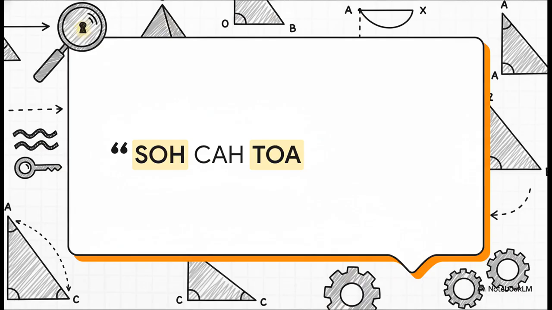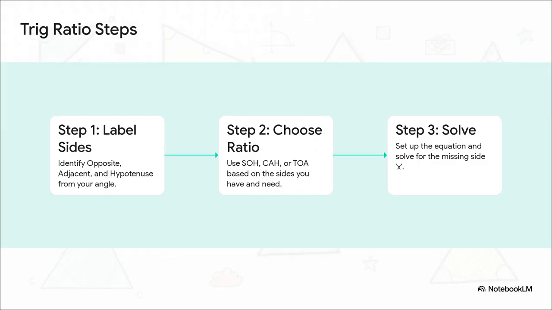This little phrase is your absolute secret weapon. It tells you exactly which formula to use every single time. The process here is also just 3 steps. First, you stand at the angle you're given, and from that point of view, you label your 3 sides. The side opposite the angle, the side adjacent, or right next to the angle, and of course, the hypotenuse.